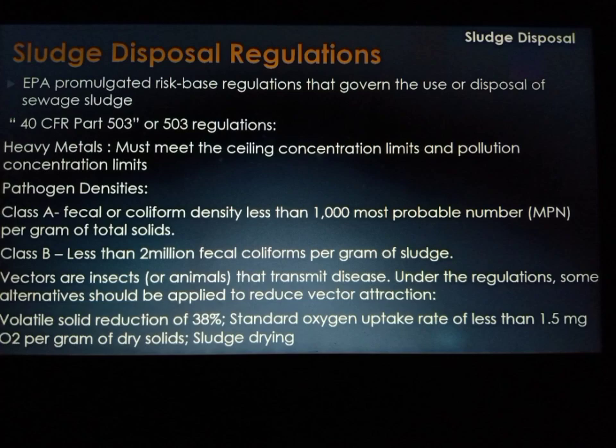Vectors are insects or animals that transmit disease. The organic nature of sludge often attracts vectors after sludge is applied. Under the regulations, some alternatives should be applied to reduce the vector attraction. So, the volatile solids must be reduced by 38%, the standard oxygen uptake rate of less than 1.5 milligrams of oxygen per gram of dry solids, and also sludge drying.